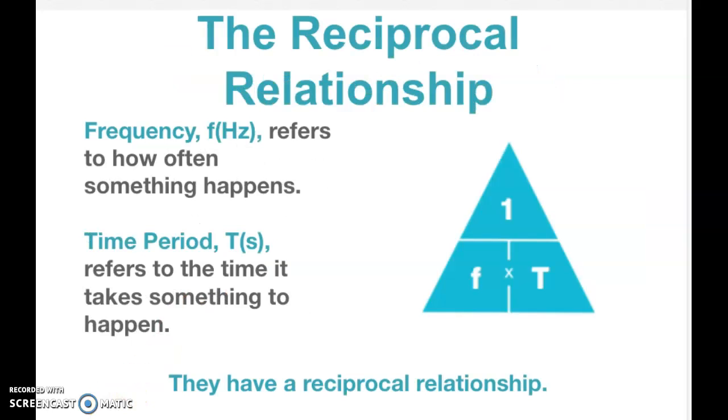Time and frequency are a reciprocal relationship. So 1 over t gives you f, 1 over f equals t. Very simple relationship to use.